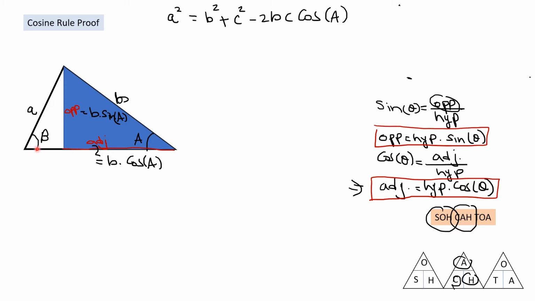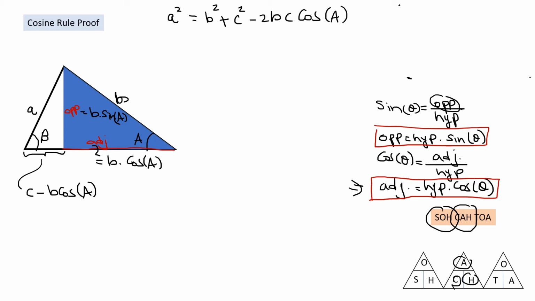We know, according to our notation, from here all the way to this end, this length is equal to c. However, we now proved that this length from here to here is equal to b cos A. Therefore, this small length is going to be c minus b cos A. So let me write this down: it is equal to small c minus b cos A.